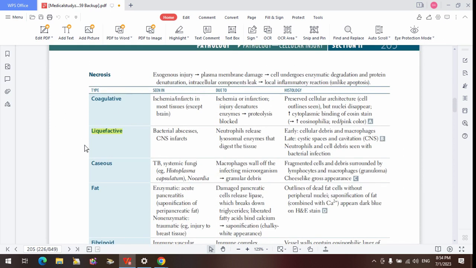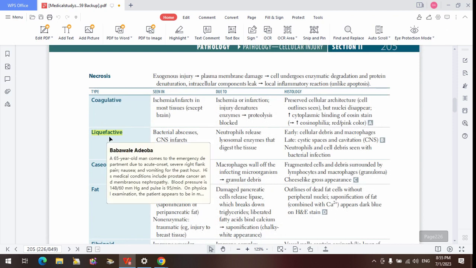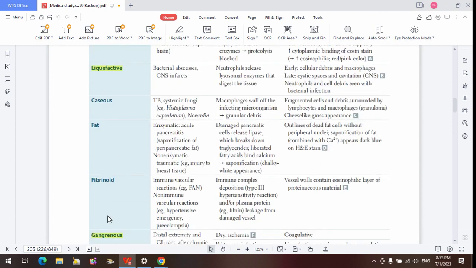Necrosis is the pattern of irreversible cell death that we have talked about, and it follows irreversible cell injury. There is damage to the plasma membrane, there's leakage of the enzymes, calcium comes in and starts degrading everything, and of course, because of the cellular content that has leaked through the damaged plasma membrane, there's going to be a local inflammatory reaction. Unlike in apoptosis, where there's no inflammatory process because the membrane is intact. So what are the types of necrosis that I want to look out for on histology? Coagulative, liquefactive, caseous, fat, fibrinous, and gangrenous.